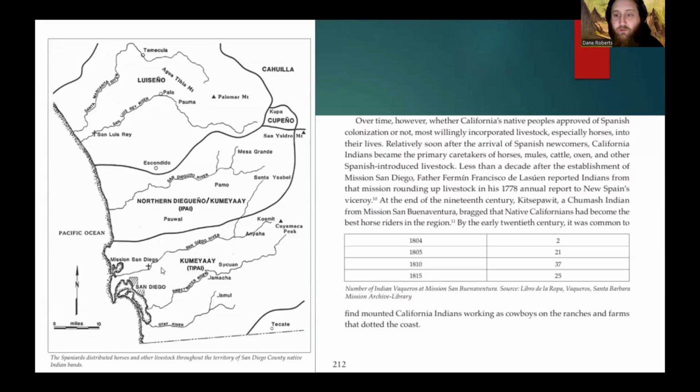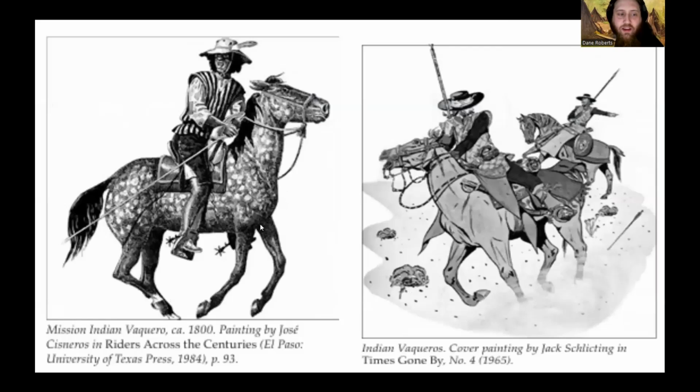And after the introduction of horses, you can see on this table here the number of Native Americans who rode horses, but not only rode horses, but also acted as caretakers for horses, mules, cattle, oxen, and other Spanish-introduced livestock, began to increase fairly quickly, going from just 2 in 1804 CE to 21 in 1805 CE to 37 in 1810 CE, and then going down a little to 25 in 1815 CE. And you can see some picture examples of these Native American vaqueros here and here.